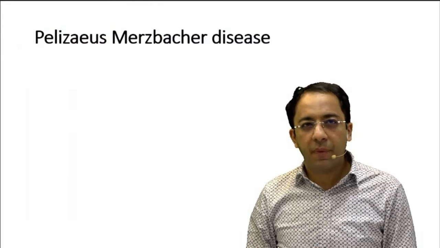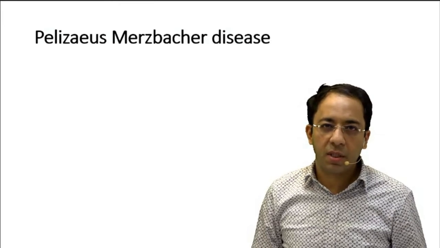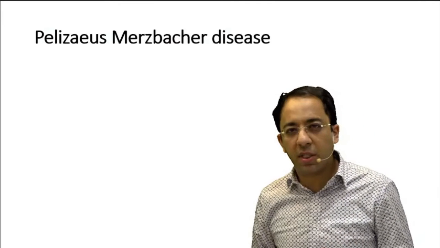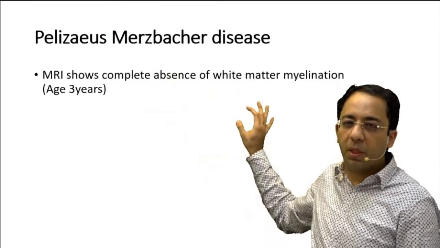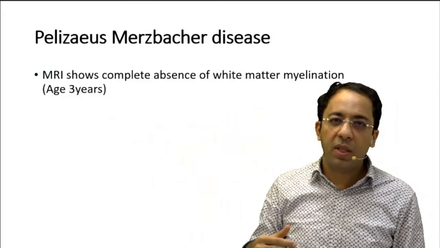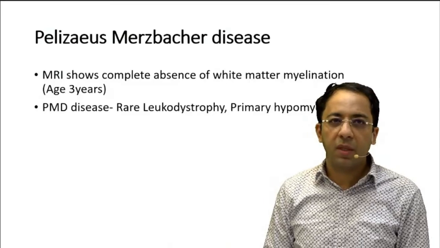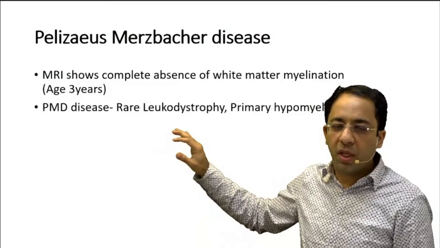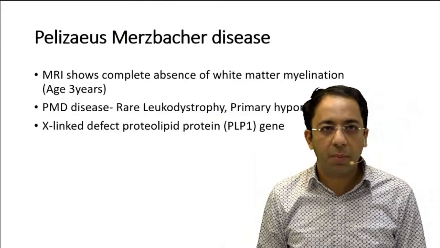What could it be? This condition is called Pelizaeus Merzbacher disease. Now what is Pelizaeus Merzbacher disease? Let's try to understand it. There is almost complete absence of white matter myelination, and please note the age of the child was 3 years, while the adult myelination should have been reached by 2 years of age. It's a rare leukodystrophy and it's a primary hypomyelinating disorder. So there is primary hypomyelination happening here.